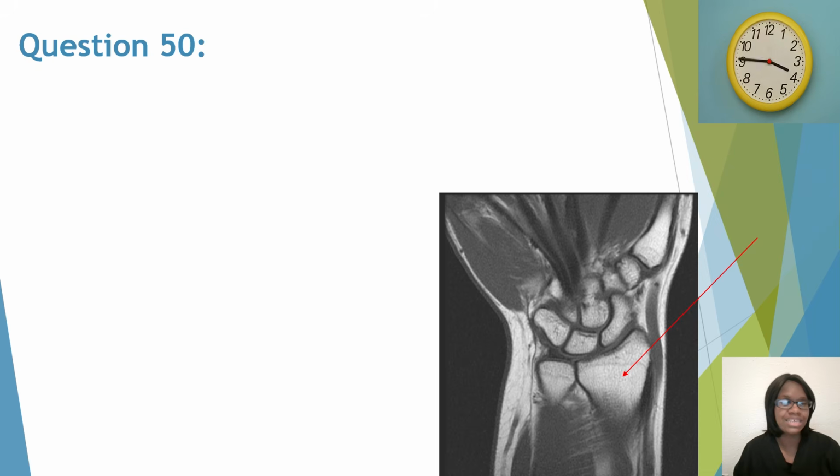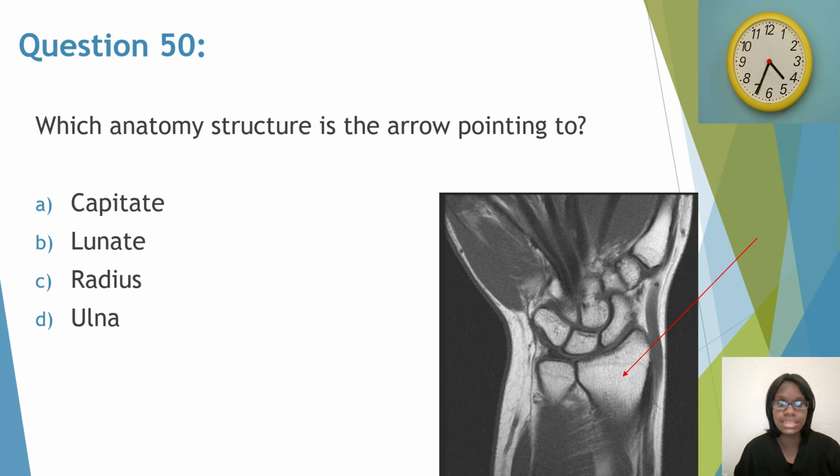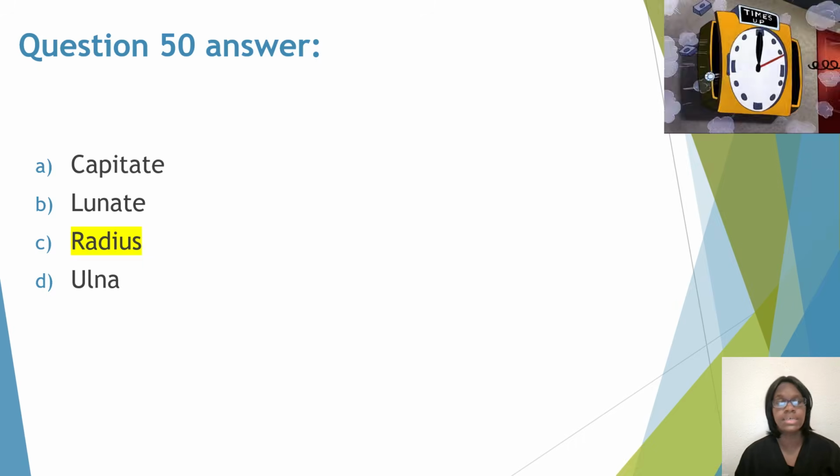But question 50, which anatomy structure is the arrow pointing to? A, capitate, B, lunate, C, radius, D, ulna. All right, I'm sure that's probably an easy question for you all. So the answer is C, radius.